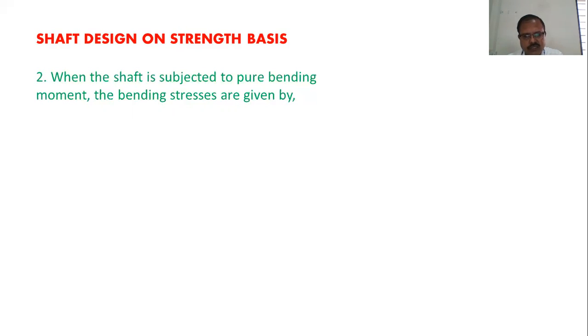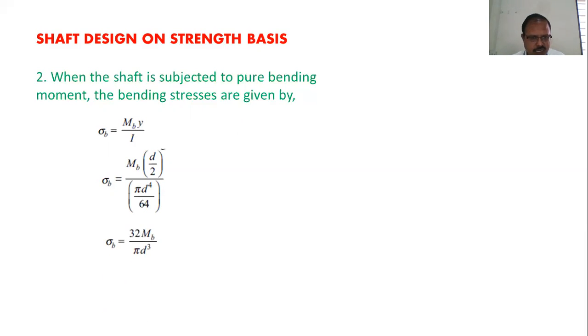Here we are going to use the flexural formula, that is M upon I is equal to sigma b upon y, and simplifying the things we will get sigma b is equal to Mb into y upon I, where Mb is the maximum bending moment, y is the distance of extreme fiber from neutral axis, that will be d by 2, and I is the moment of inertia, that will be calculated as pi by 64 d raised to 4, because the cross section of the shaft is circular. Therefore, the moment of inertia about the neutral axis, Ixx or Iyy, is the same, and that is pi by 64 d raised to 4.